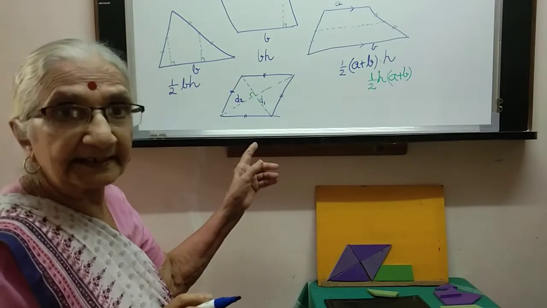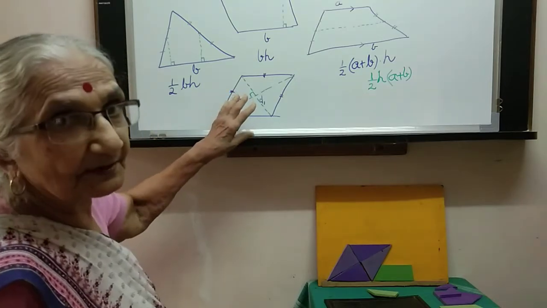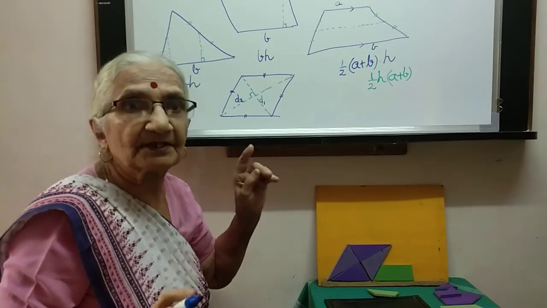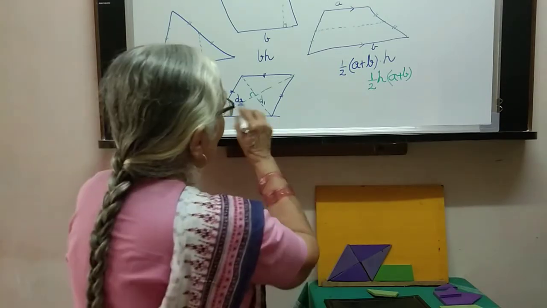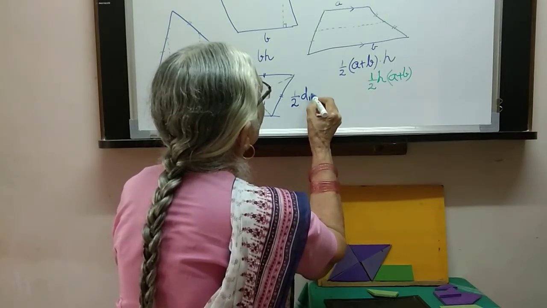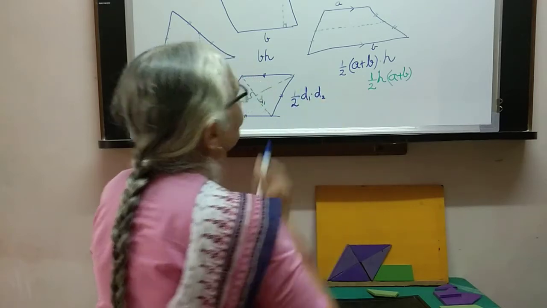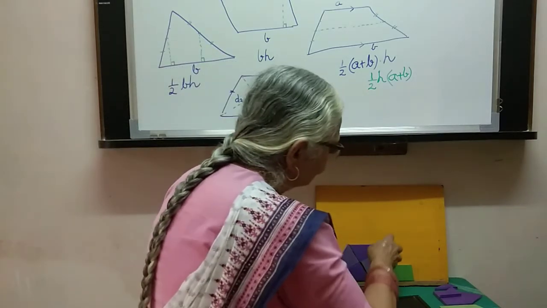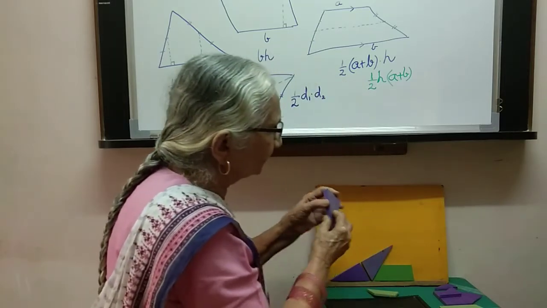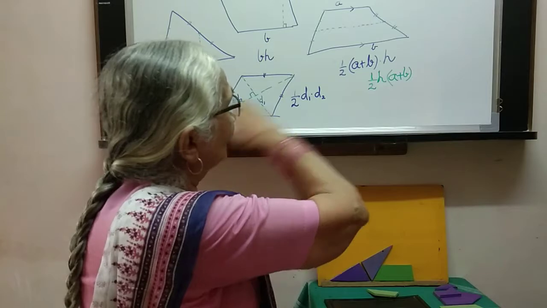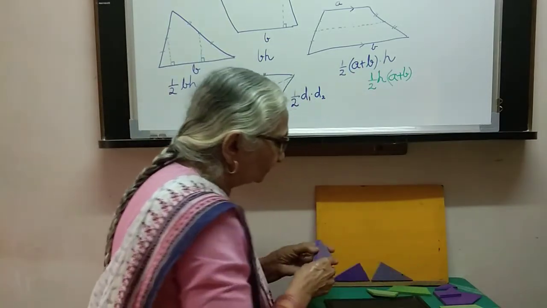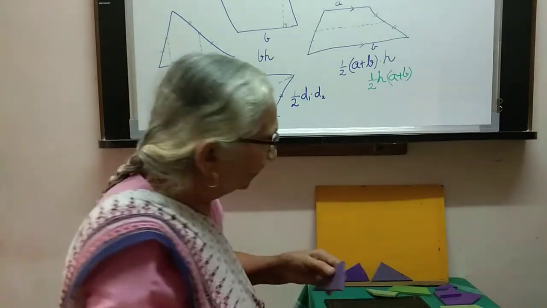And the formula for the area is, in case of rhombus, of course it's a parallelogram, so we can take it as BH. But because it is a rhombus, it has something special, and that is, if B1 and B2 are the diagonals, its area will be 1/2 B1 into B2. And let's verify this. You can see that these are 4 congruent triangles. By cutting them along the two diagonals, we have got 4 congruent triangles. And now, the total area is the area of all the 4.